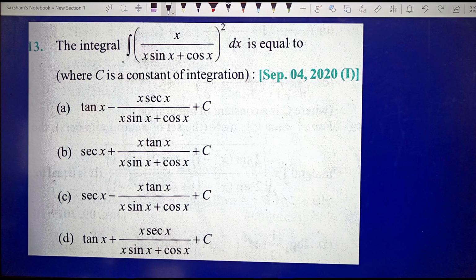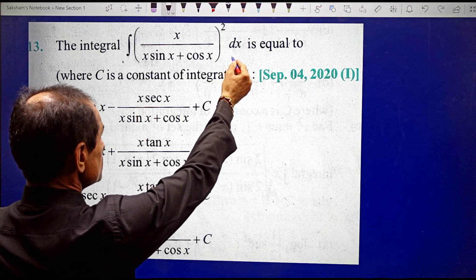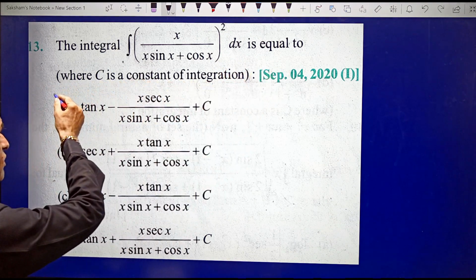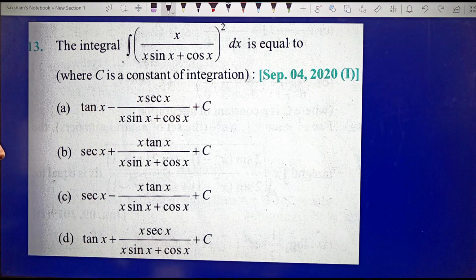In this question, it is given that the integral this is equal to, where c is a constant of integration, you have to find the correct choice. The normal way of doing this question is tough and lengthy both, but I will tell you a way which is very short as compared to the normal way.